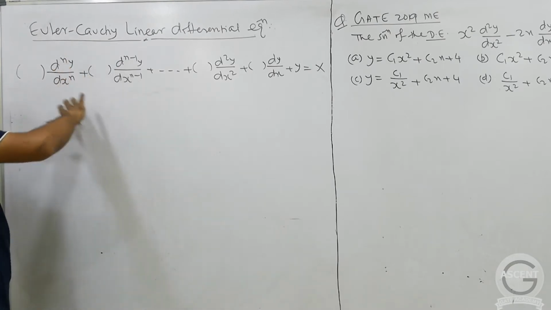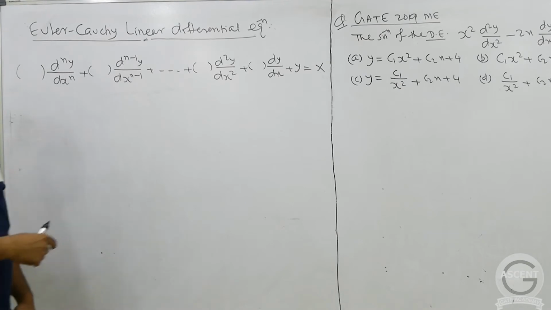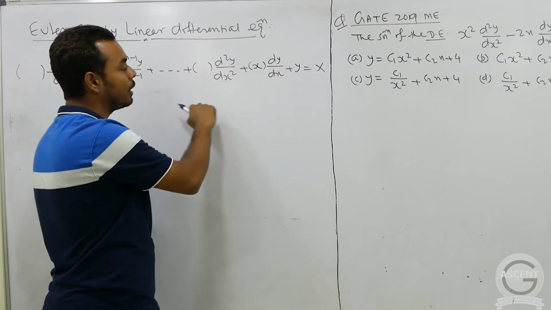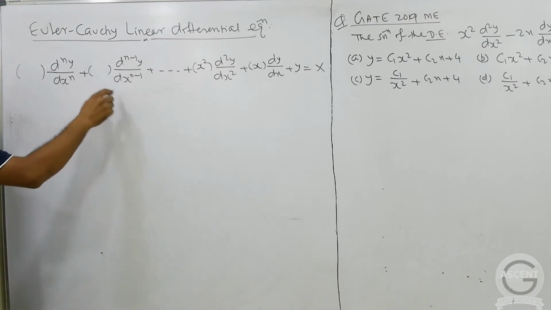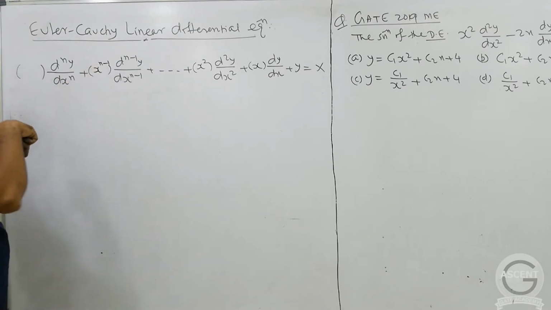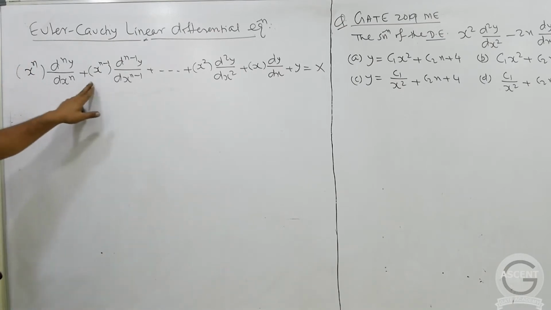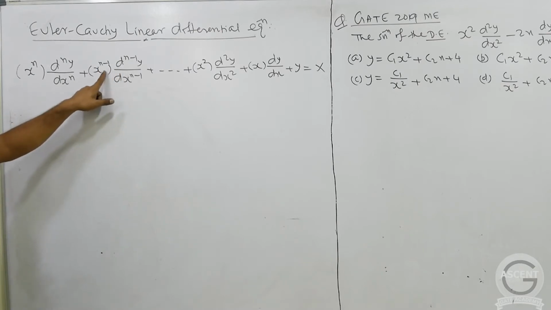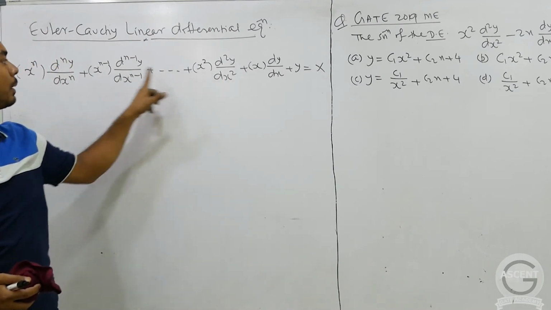So this Euler's Cauchy linear differential equation is one special type of differential equation with variable coefficient, where the first derivative dy by dx is multiplied by x, x is the independent variable. d2y by dx square is multiplied by x square, and similarly the n minus 1th derivative is multiplied by x to the power n minus 1, and the nth derivative is multiplied by x to the power n. Here you may have some constant also, but the important thing is the nth derivative is multiplied by x to the power n, the n minus 1th derivative by x to the power n minus 1, and so on. Now this is an example of linear differential equation with variable coefficient.